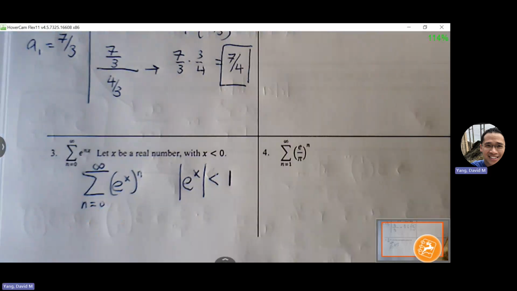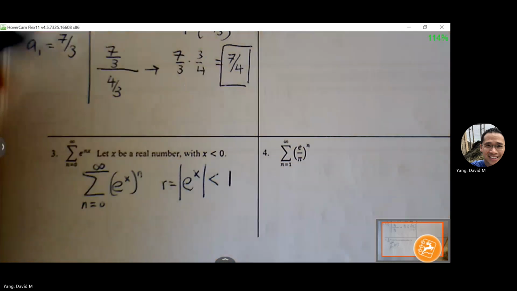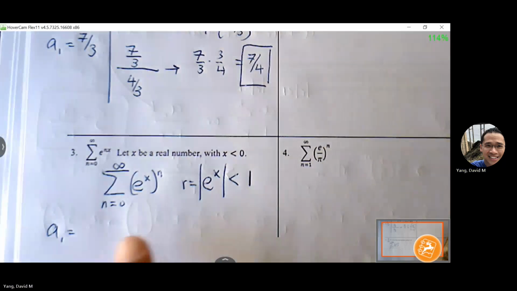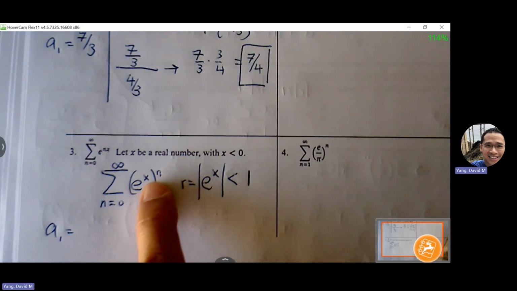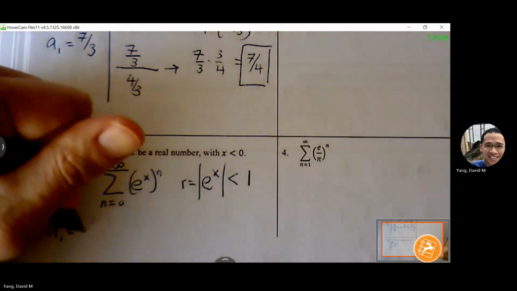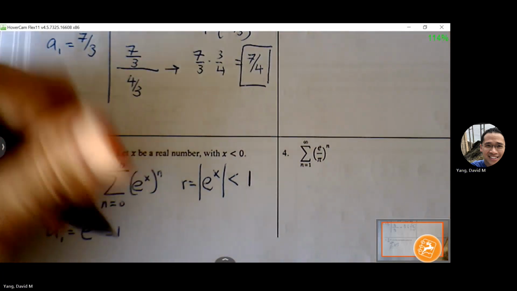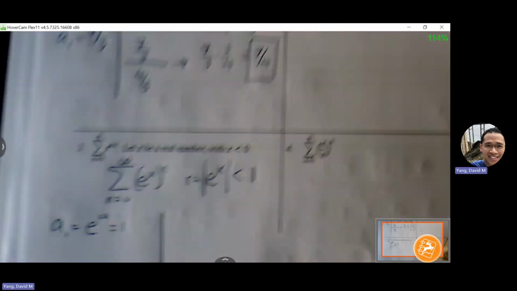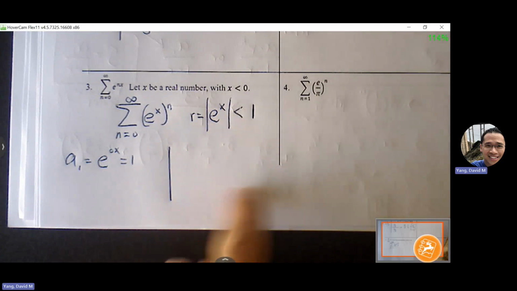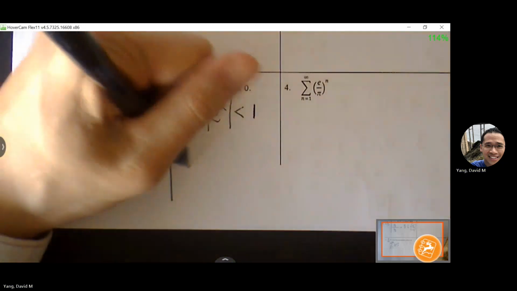So will this series converge? Yes. What's a sub 1 going to be? Good. If I plug 0 in for n, 0 times x is 0, e to the 0 is 1. So the best we can do is write the sum, but we don't know what x is. We just know that it's less than 0. So we can just leave x in our sum.